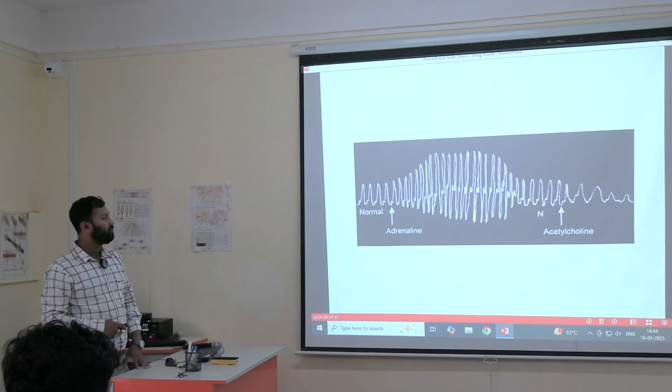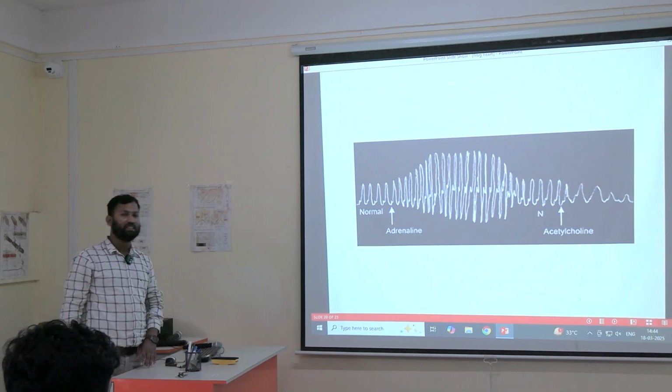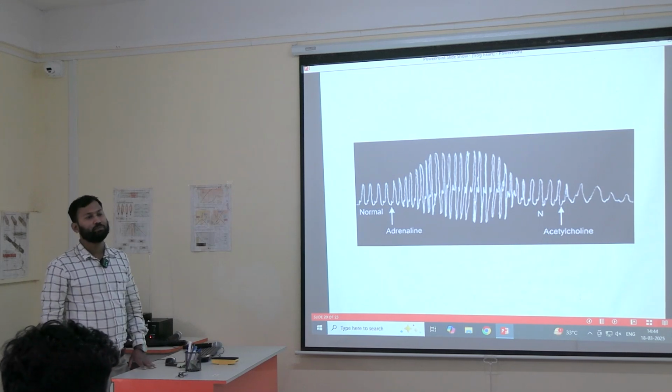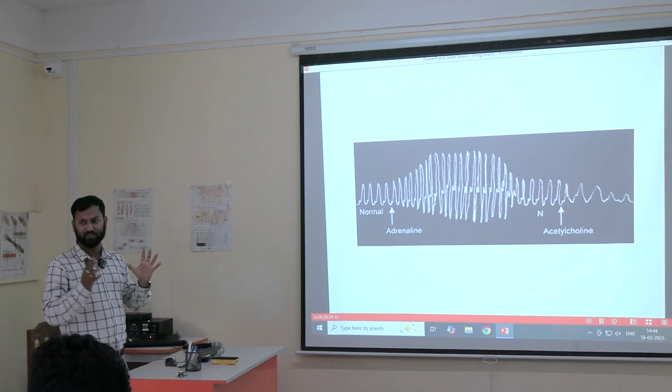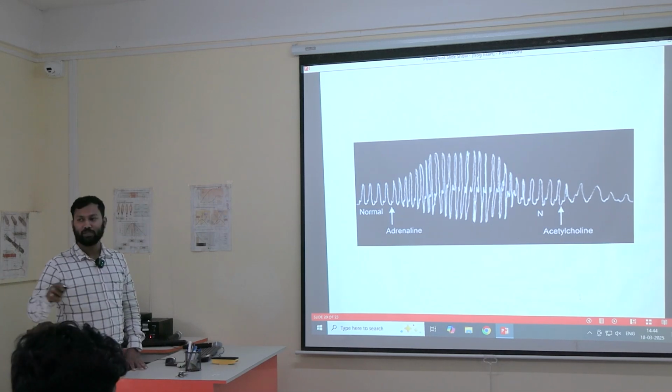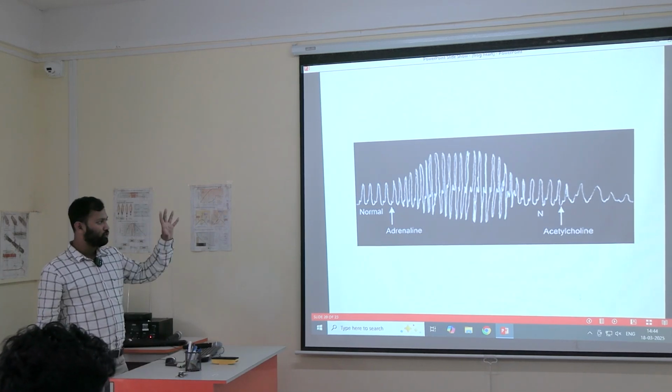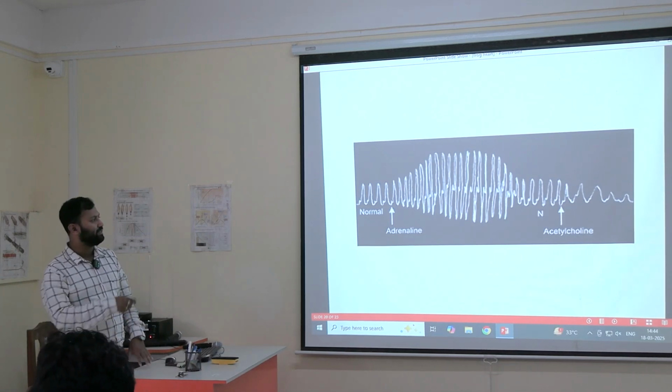So what that adrenaline will do, it will produce a positive inotropic effect and a positive chronotropic effect. What it means, it will increase the force of contraction of the heart. The heart will contract like this, it will be violent, it will produce more vigorous contractions, and the rate of the contraction will also be increased. Means the force of the contraction and the rate of the contraction will be increased.